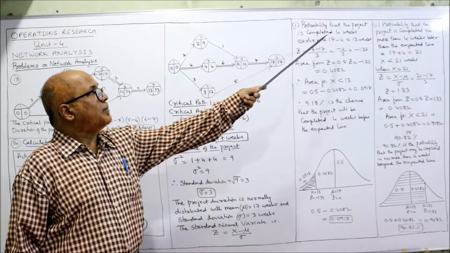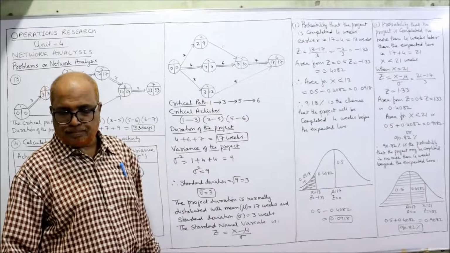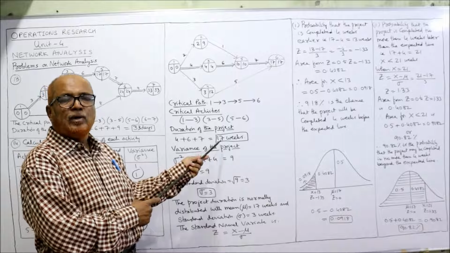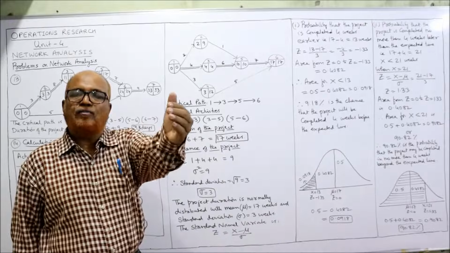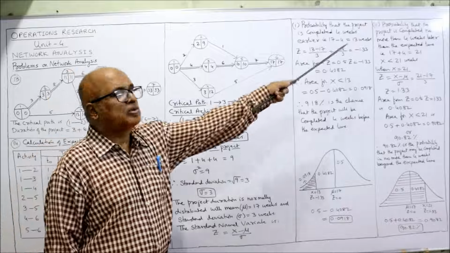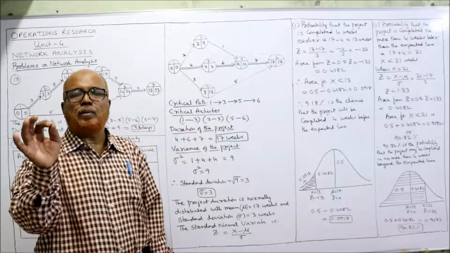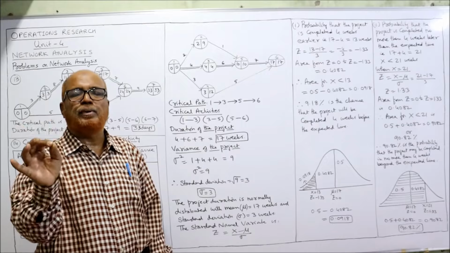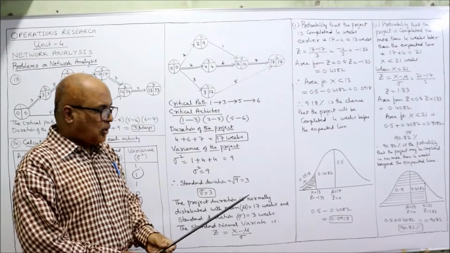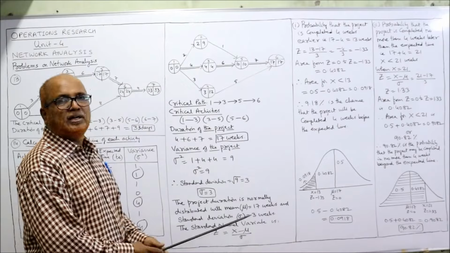Probability that the project is completed 4 weeks earlier. Normally expected duration is 17 weeks. What is the probability that it will be completed 4 weeks before 17? So 17 minus 4 comes to 13 weeks. What is the probability that the project will be completed in 13 weeks? So X is equal to 13. So in the formula, X is equal to 13.